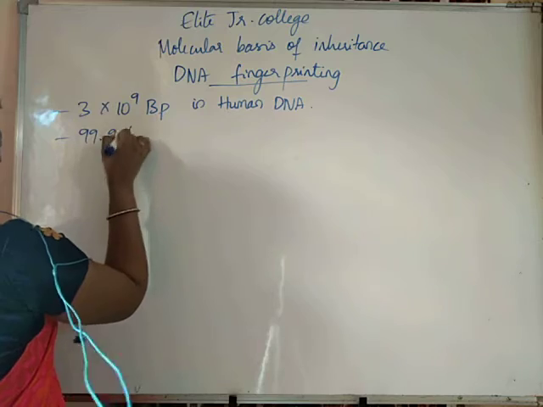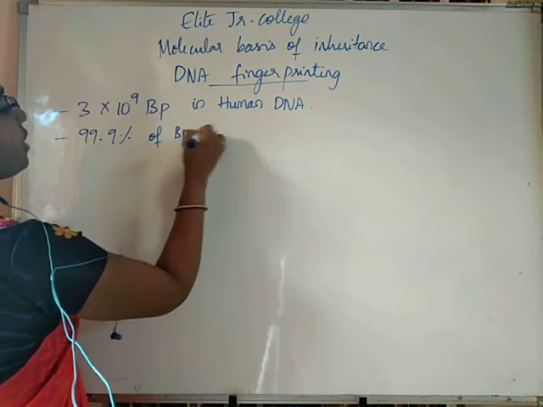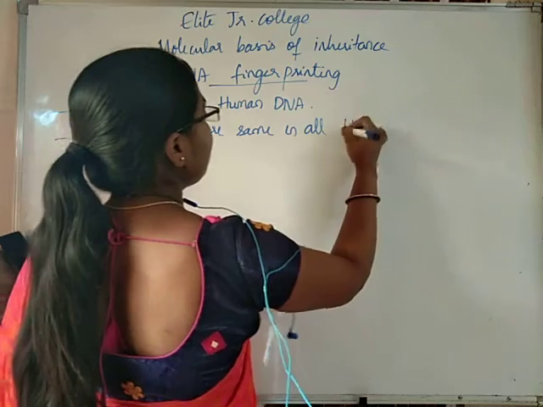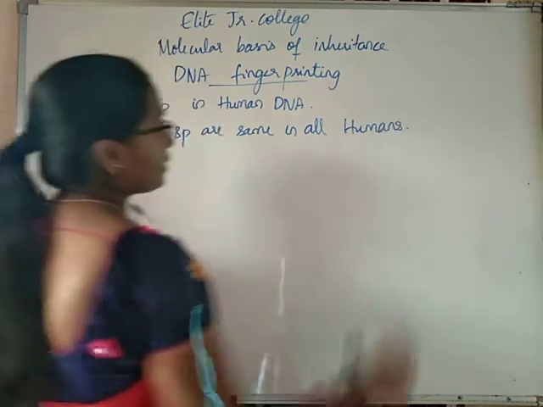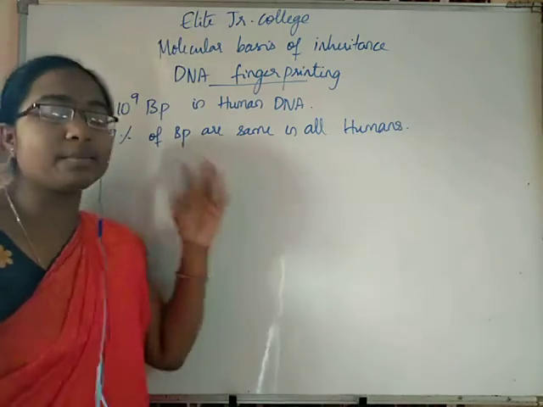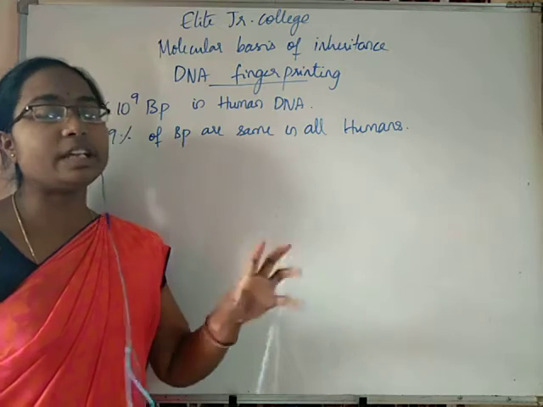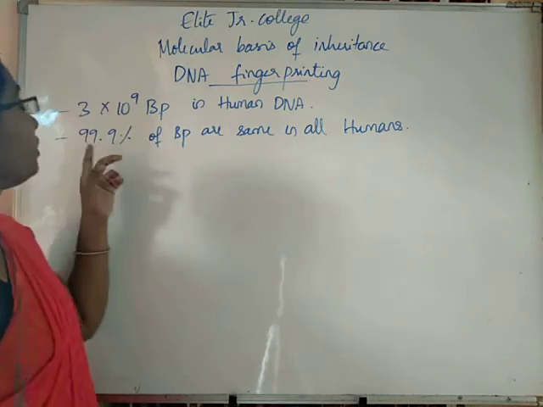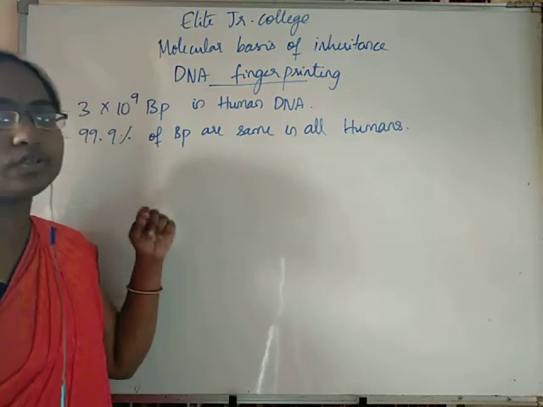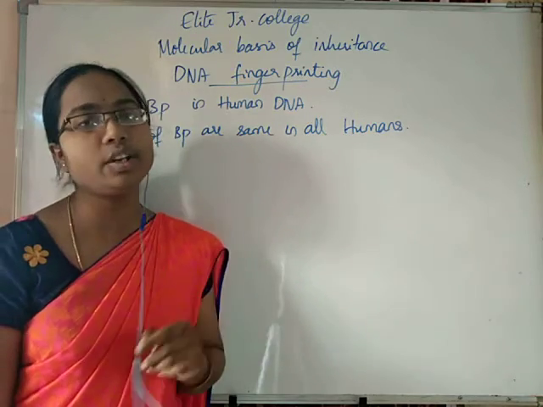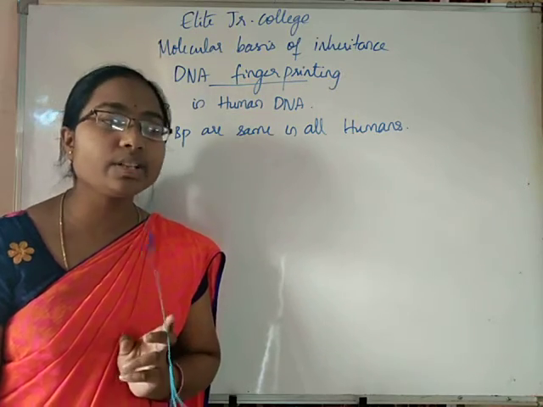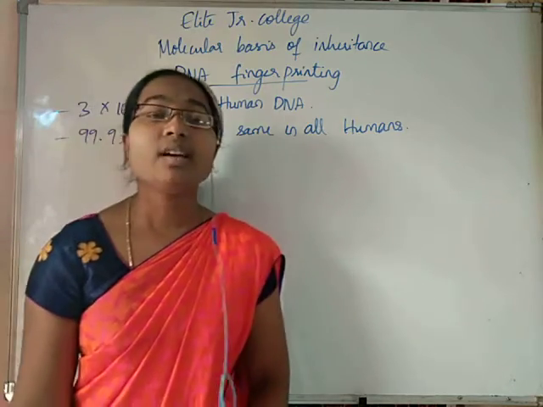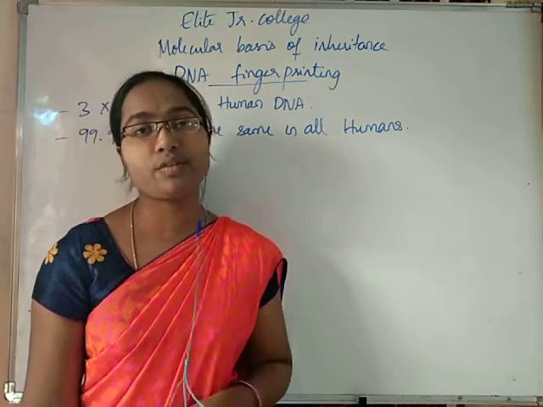we have already studied one more thing, that 99.9 percentage of the base pairs are same in all the humans. We have also studied this from the Human Genome Project. These were the observations which have been made. Human DNA contains 3 into 10 to the power of 9 base pairs, and 99.9 percentage of the base pairs are same in all the human beings. Okay, so students, 99.9 percentage of the DNA is same in all the human beings, then why are the human beings so different from each other?